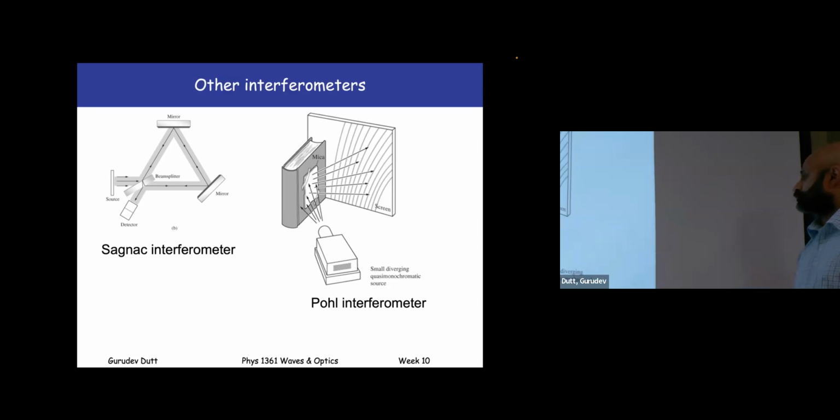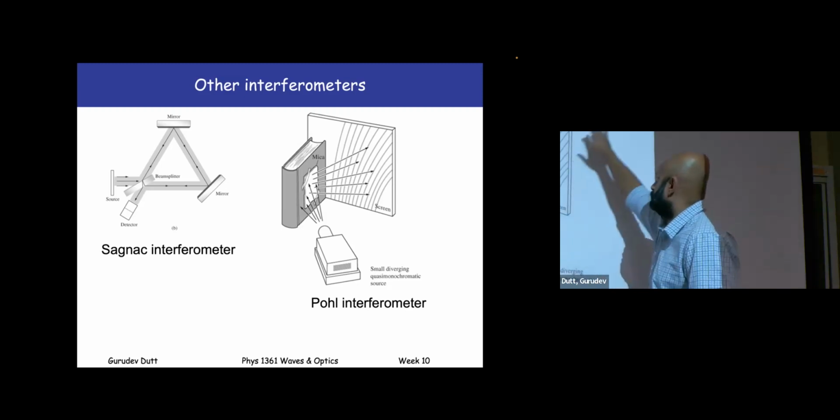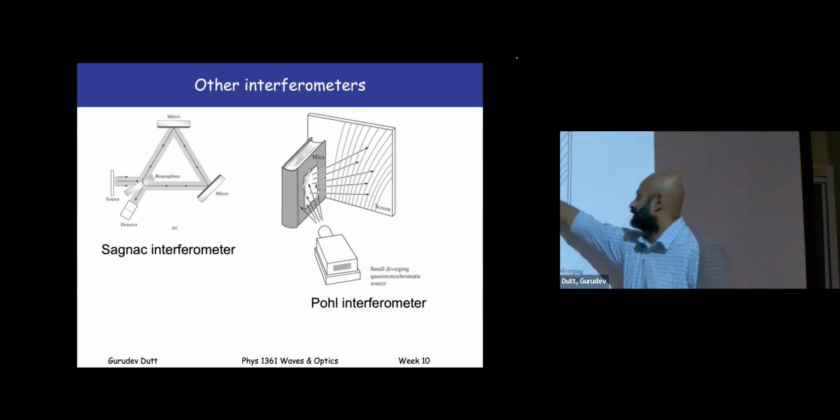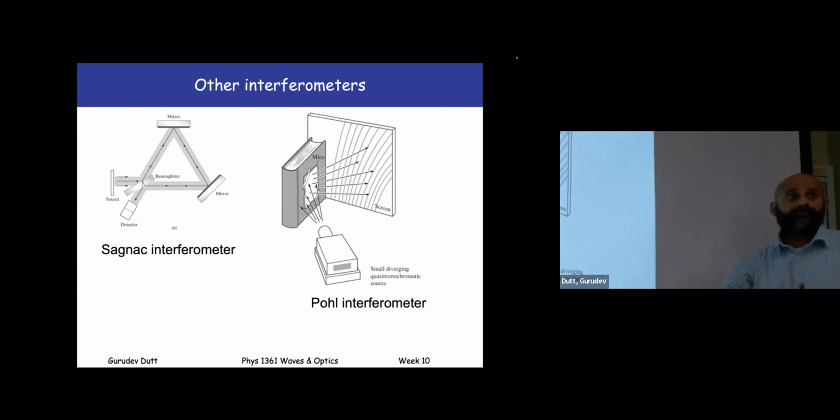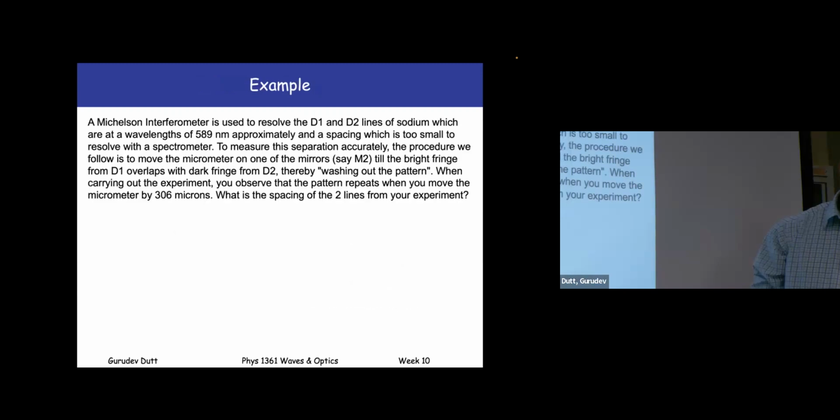Here's another one. I just threw up one or two that have applications, like the Pohl interferometer, which is often used to measure variations in thickness of a film. This is just illustrating with a mica substrate, but you can use it on thin films and so on to measure variations in the thickness of the film itself. Okay. All right, let's do another example.